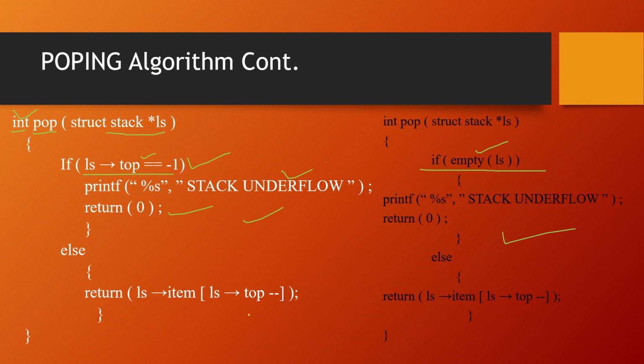take the value of stack. So return ls item ls top minus minus. So this statement first returns the item from the stack ls indicated by top, then it decrements top by 1. So it is a little bit cryptic statement, but you can understand this once you start writing C programs.